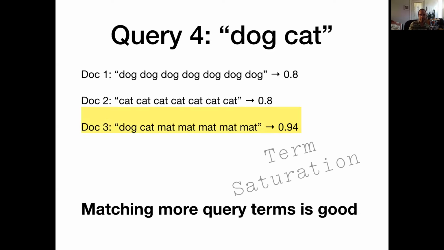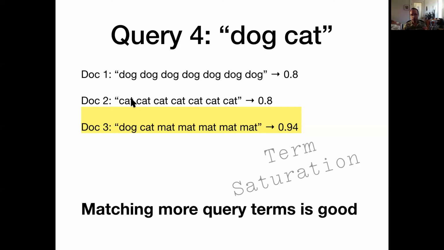So indeed, document 3 is the winner here. And the reason it's the winner is because document 3 matches more of the query terms. Document 1 and 2 have lots of matches for a single query term, either dog or cat, but it's only document 3 that matches both of the query terms.